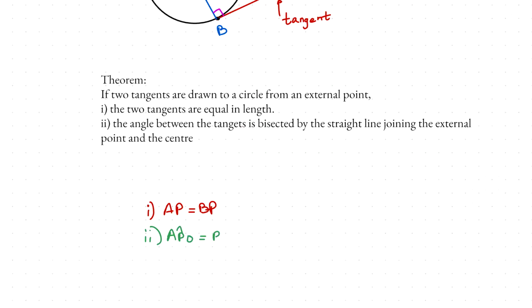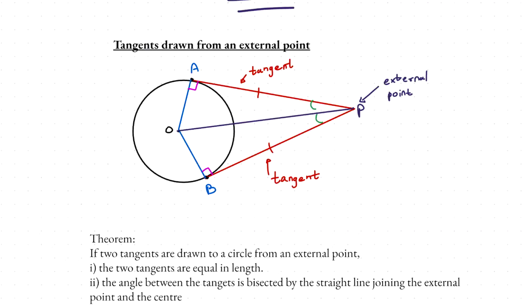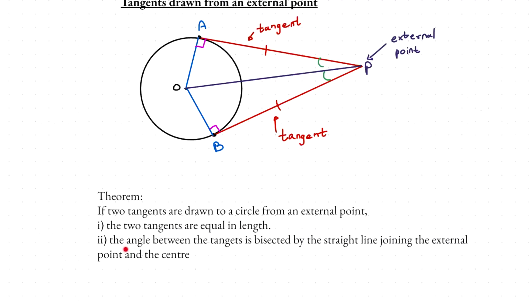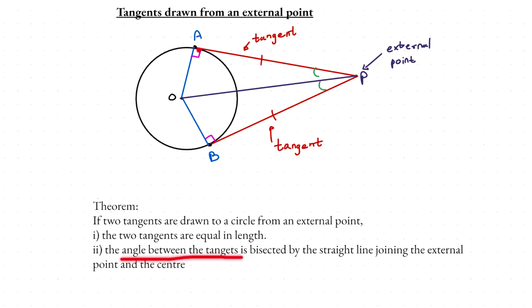The second Roman number, Manisha? Yes, okay. I will explain that. Now, the angle between the tangents. What is the angle between the tangents? AP is one tangent, BP is one tangent. So the angle between the tangents, they're talking about this APB angle.